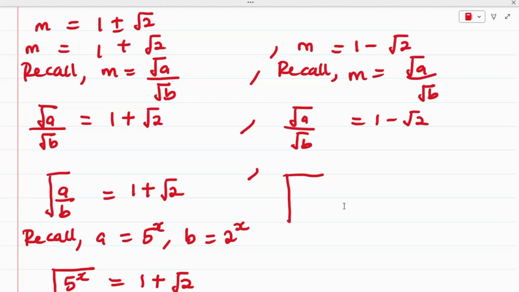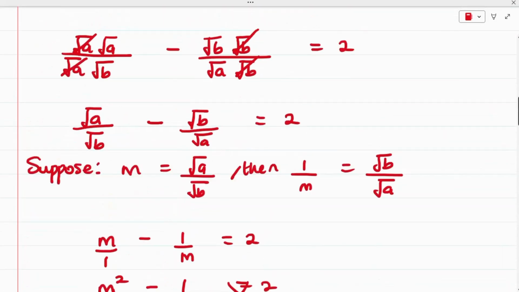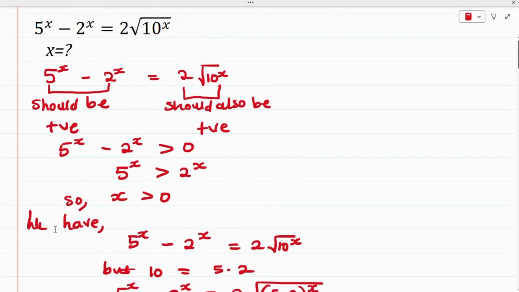So we have the square root of 5 raised to the power of x divided by 2 raised to the power of x is equal to 1 minus the root of 2. And we have this to be the square root of (5/2) all raised to the power of x is equal to 1 minus the root of 2. Now, I want to simply recall something right here. At the beginning of this video, we said that x is greater than 0.